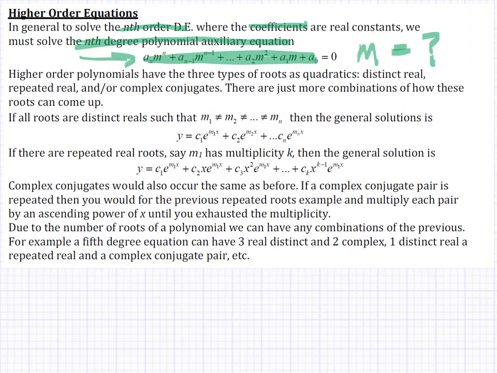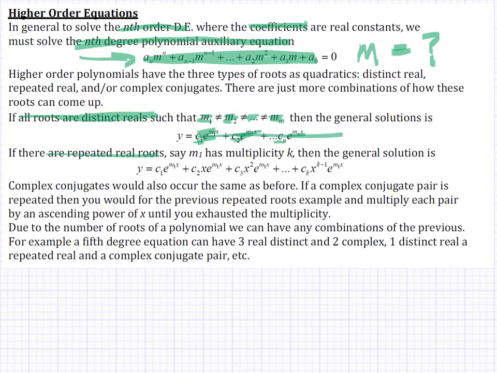Well, what if we have our distinct real solutions? If all roots are distinct real solutions, m1 doesn't equal m2, doesn't equal m3, doesn't equal mn, however many we have, then our general solution should just be c1 e to the m1x plus c2 e to the m2x plus cn e to the mnx. That's it. Just keep writing them, just like we did. There's just more of them.